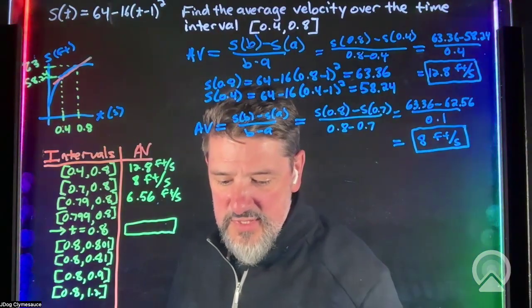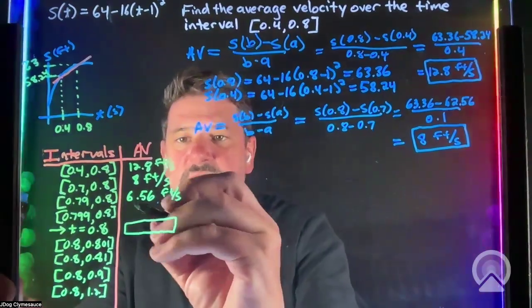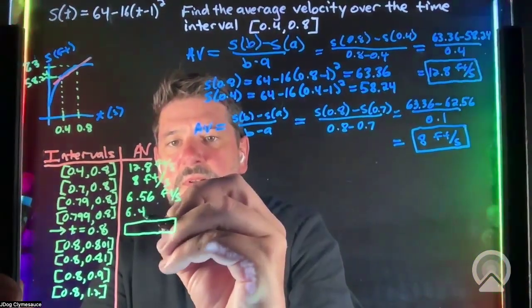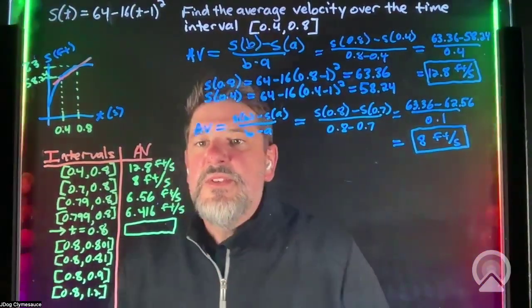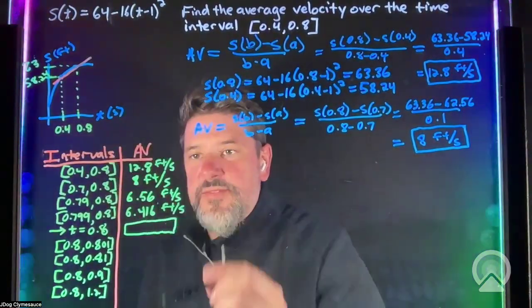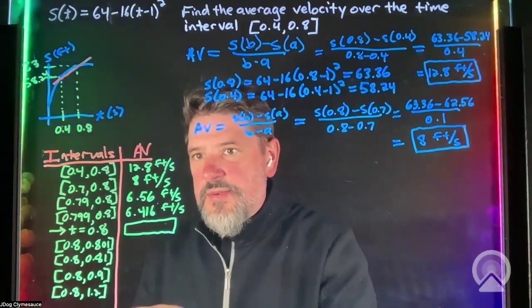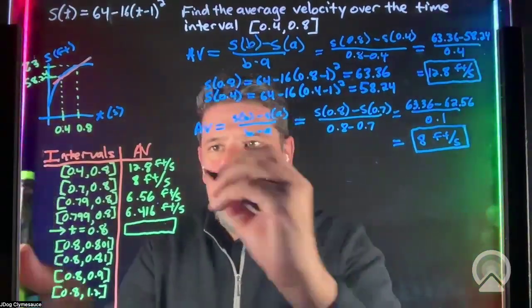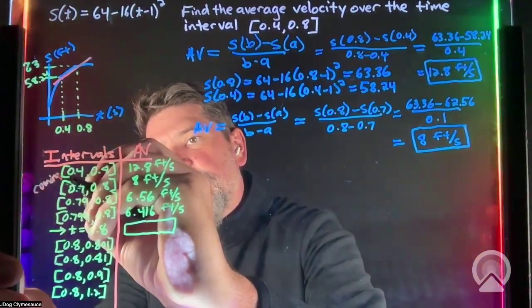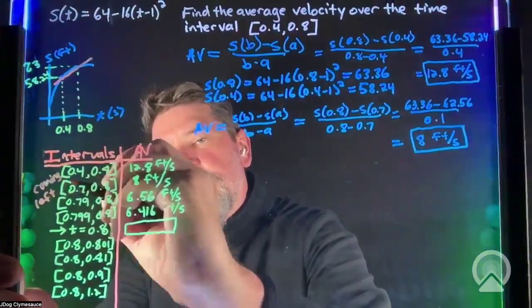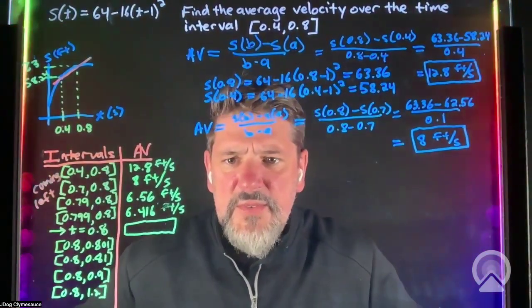So what we'd expect, again, since it's getting a little flatter, is a number smaller than 6.56. And sure enough, the next one is 6.416 feet per second. So exactly what we'd expect there. So this is coming from the left. So all of this is coming from the left. So let's write that in here. All right, so coming from the left, that's what we got.